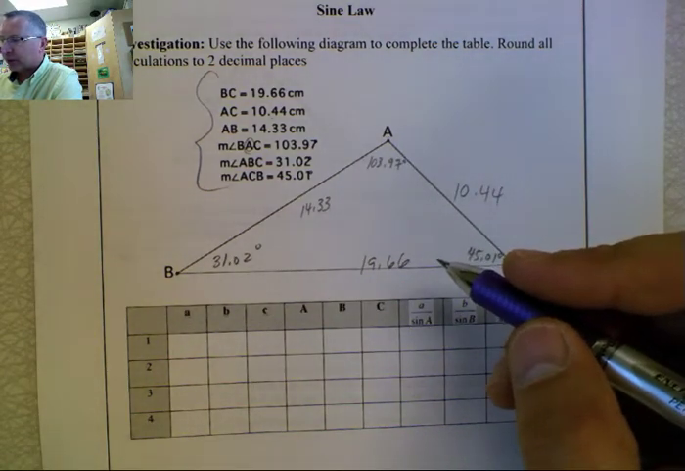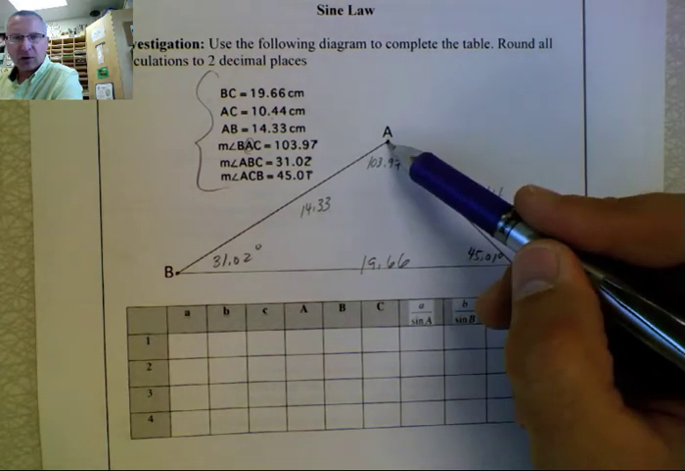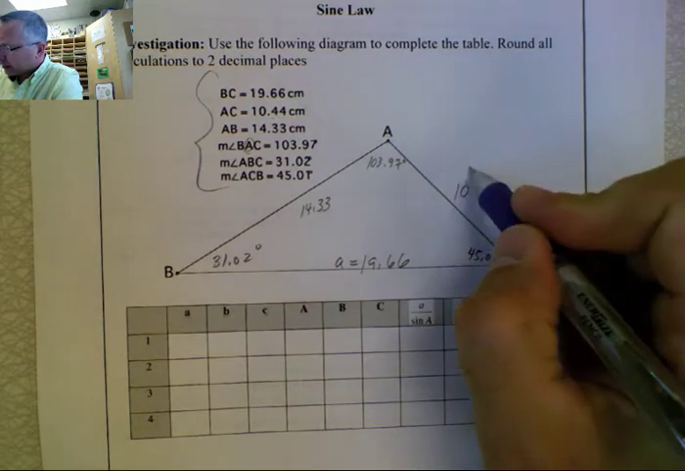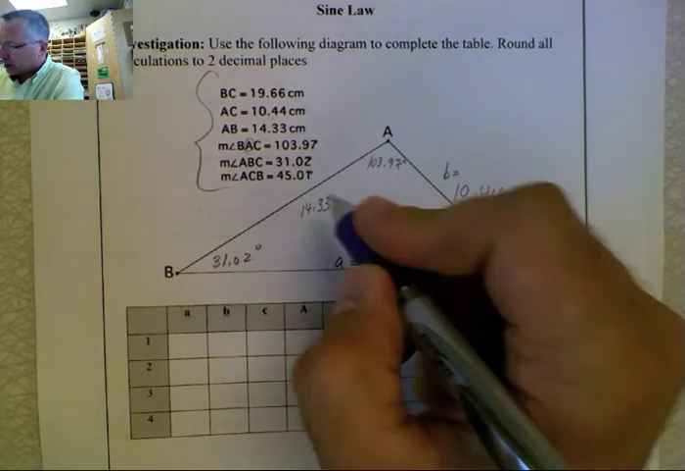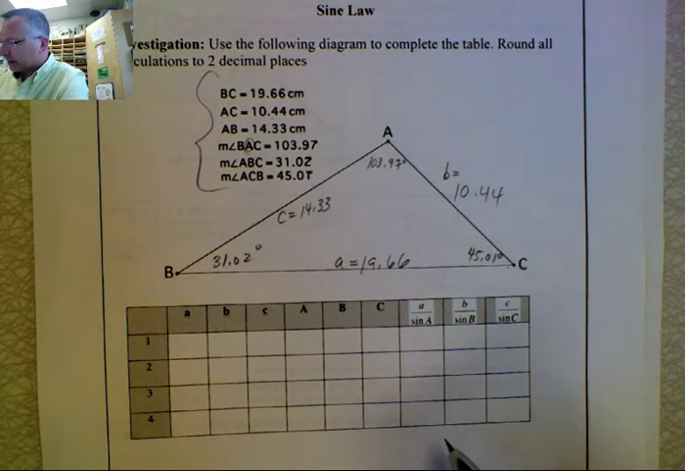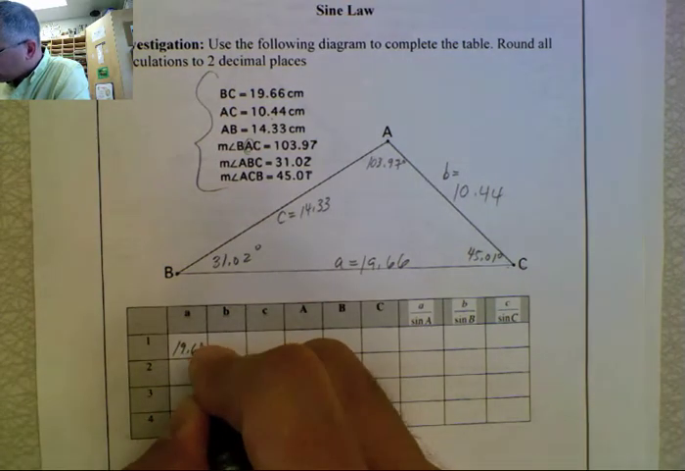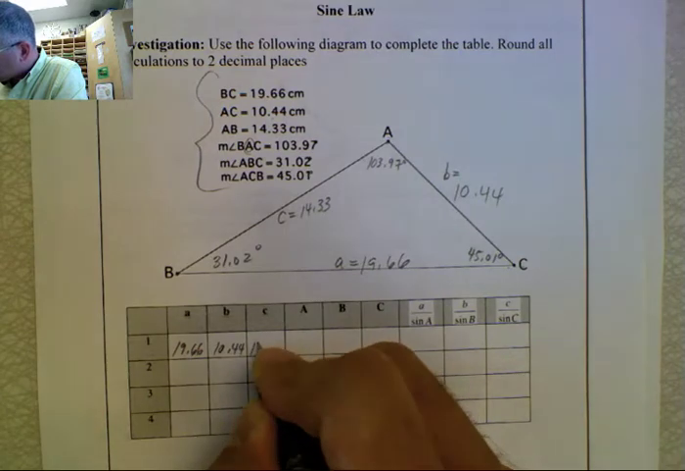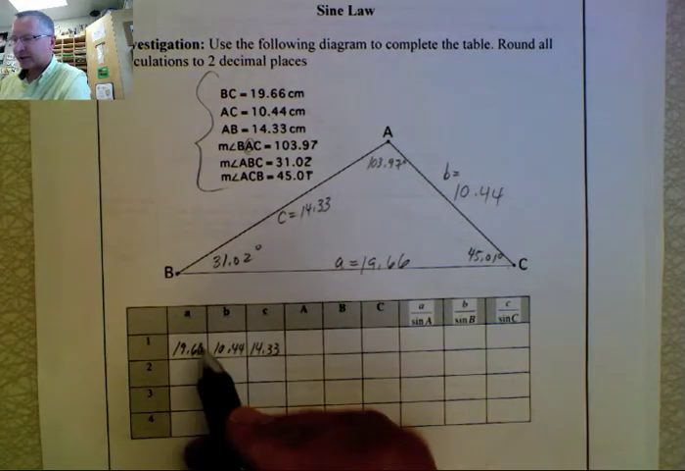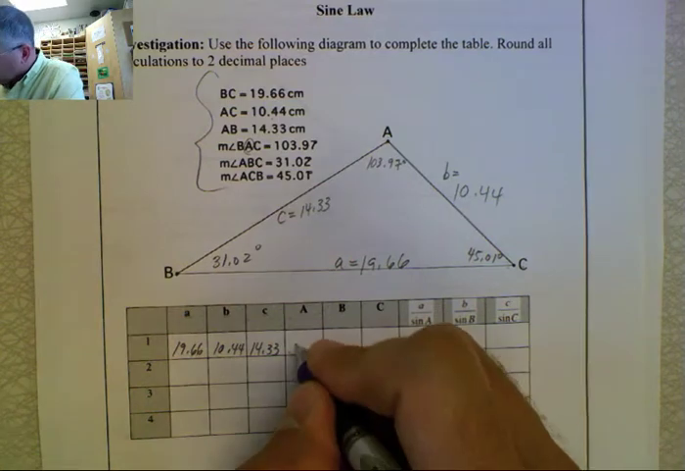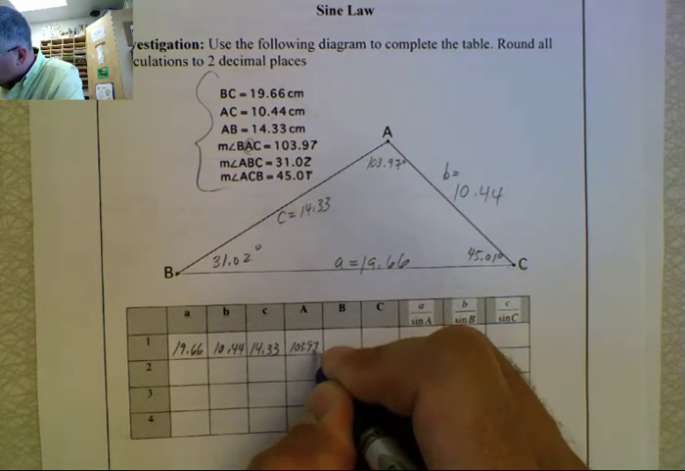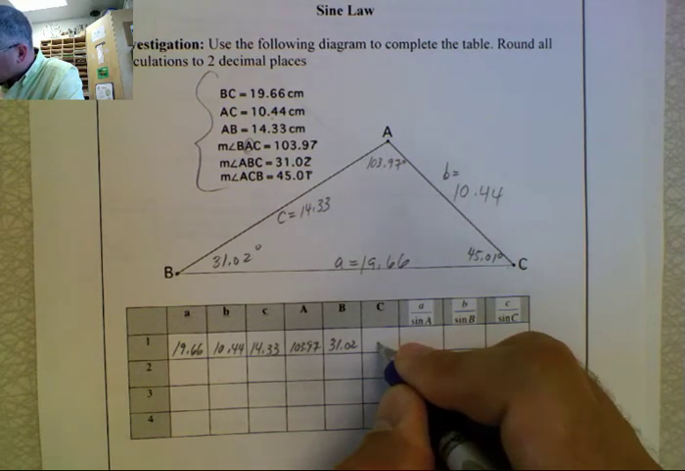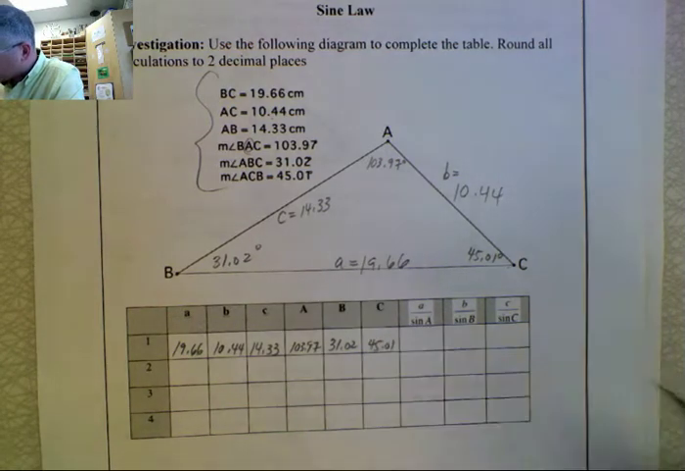Sides are always labeled with lowercase letters. So across from angle A is side a, across from angle B is side b, and across from angle C is side c. So when we put A, B, and C into our list, we're doing sides a, b, and c. Angle A is 103.97, angle B is 31.02, and angle C is 45.01.